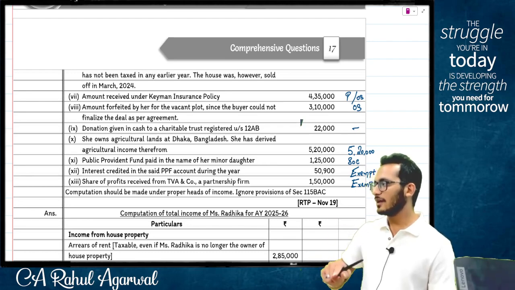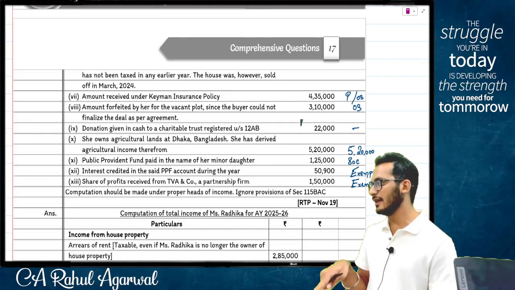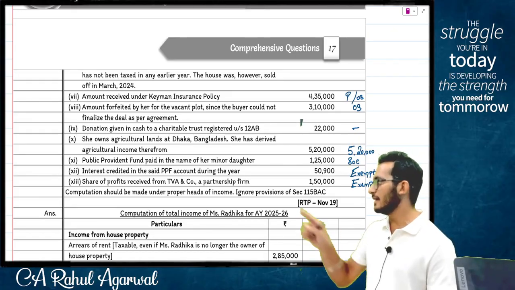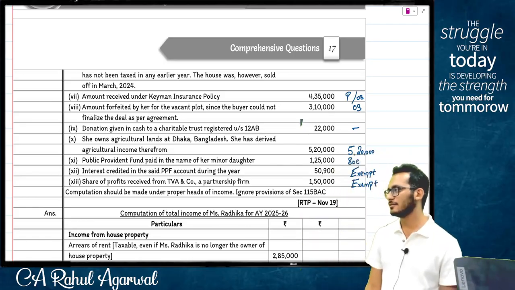Tanish. When you come to PF, what does it say? Employer's contribution exempt, employee's contribution exempt, interest on employer exempt, interest on employee.